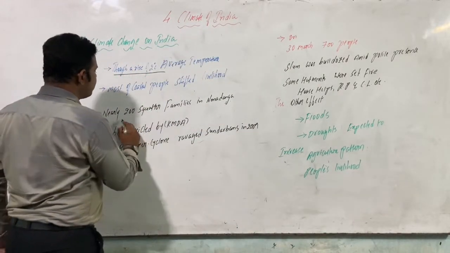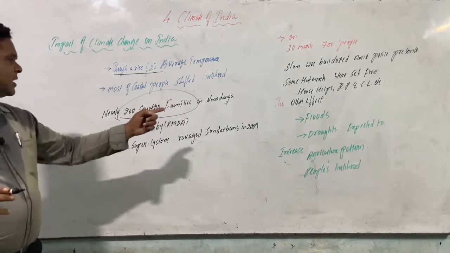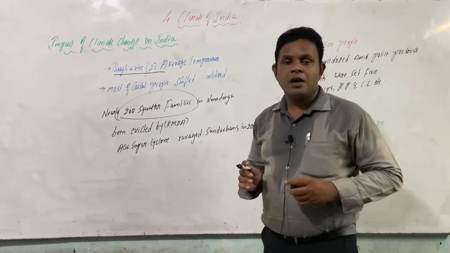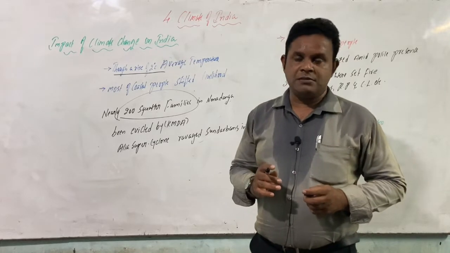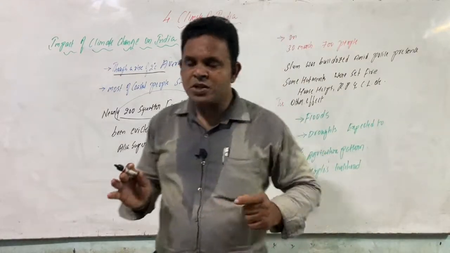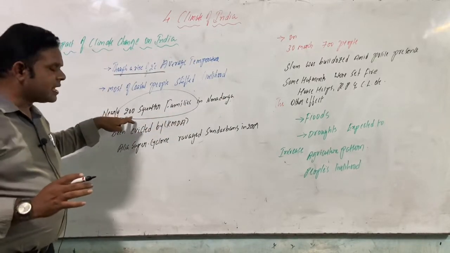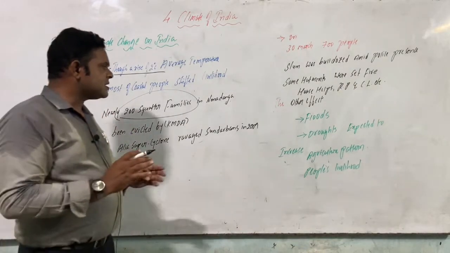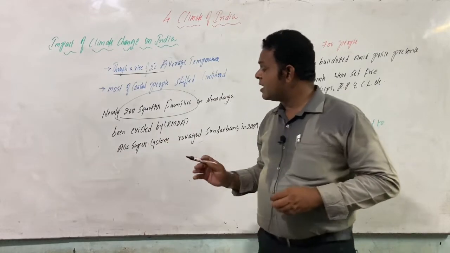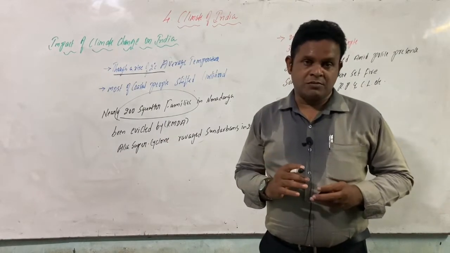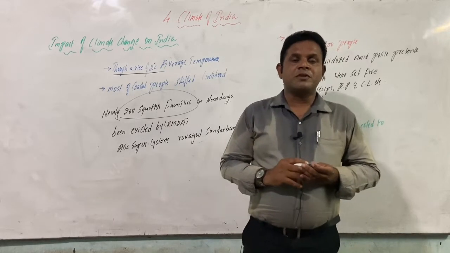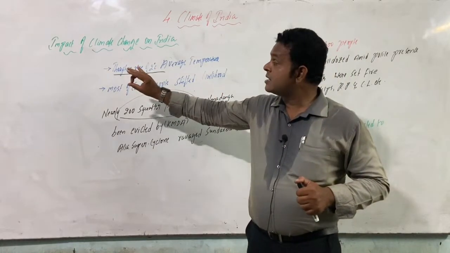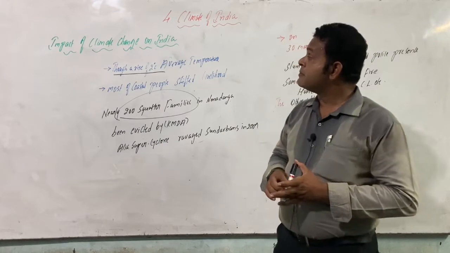Nearly 200 squatter families living in Noradanga were evicted by Kolkata authorities, that is, KMDA, the Kolkata Metropolitan Development Authority. So around 200 squatter families in Noradanga have been evicted. And in the year 2009, what was the experience called? The Aila super cyclone. Cyclone names are also different. So these are the impacts we are going to notice or understand, especially what we call climate change in India.